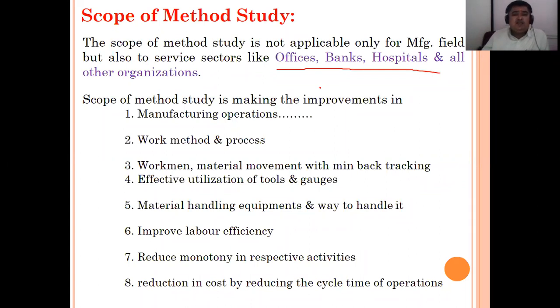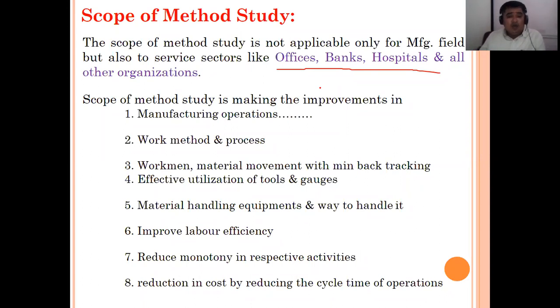The scope of method study is making improvements. Where can we make improvements? Manufacturing operations, yes, definitely. Then work methods and processes: we can make improvements in the particular processes we are using. We can easily track the lacuna in a working method and improve it. What processes we are following, what the flow path chart is, that also we can improve.